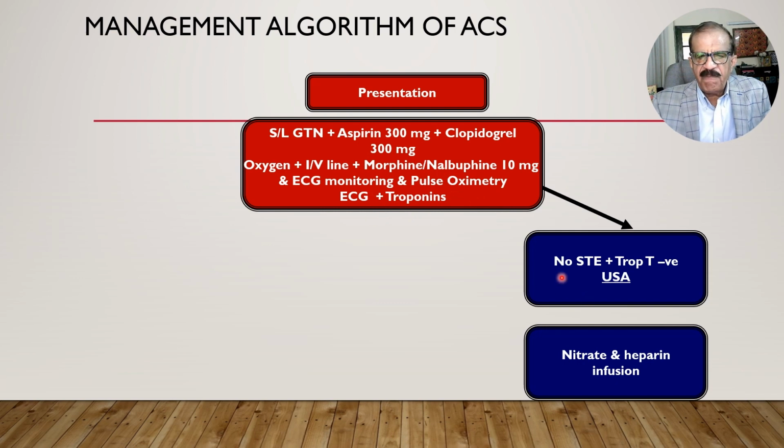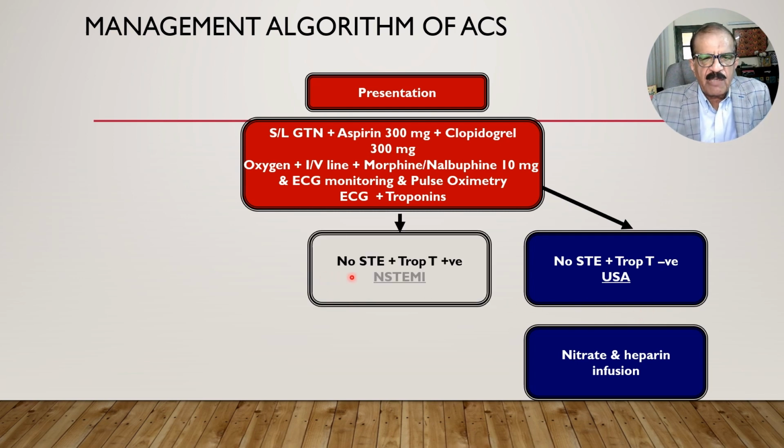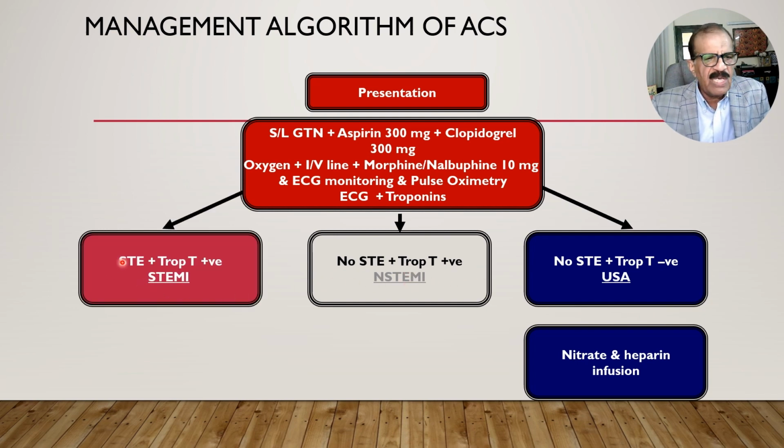So after this, if there is no ST segment elevation and troponins are also negative, provided the patient has a history of 4 or 5 hours and troponin is still negative, then this is unstable angina. So as per guideline, these patients may not be admitted and they just need stabilization by nitrates and heparin infusion, and after 24 hours they may be sent home. And if there is no ST segment elevation but troponins are positive, this is NSTEMI. And if ST segment elevation is there and troponins are also positive, this is STEMI.